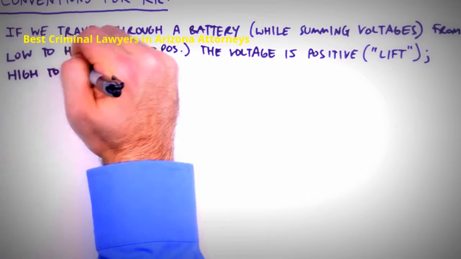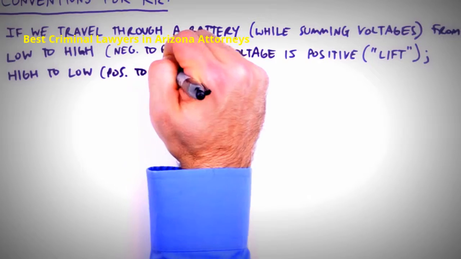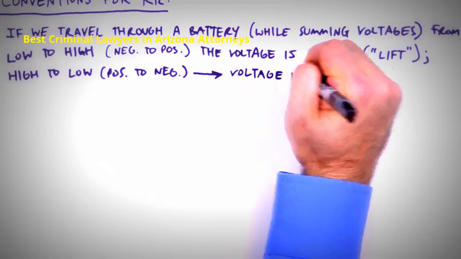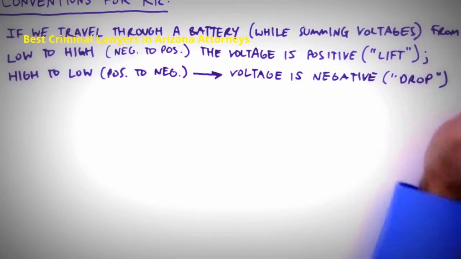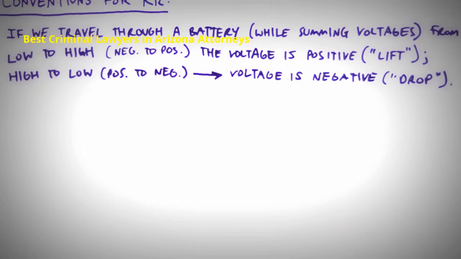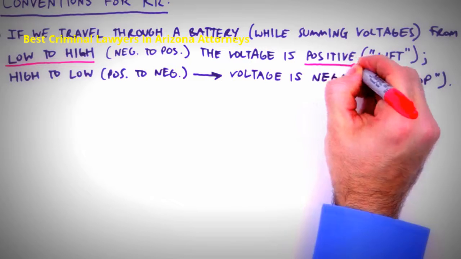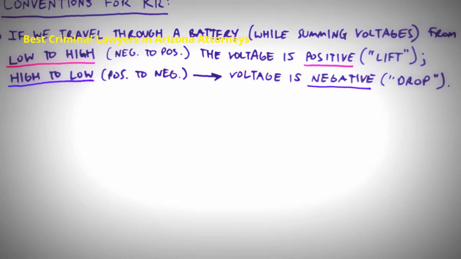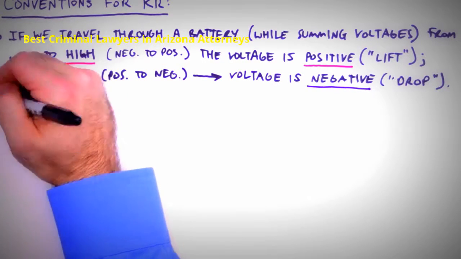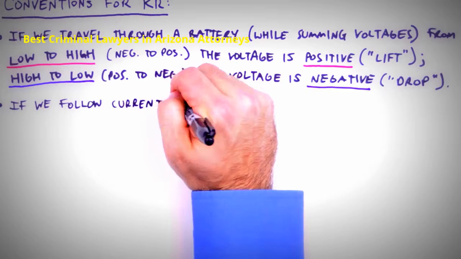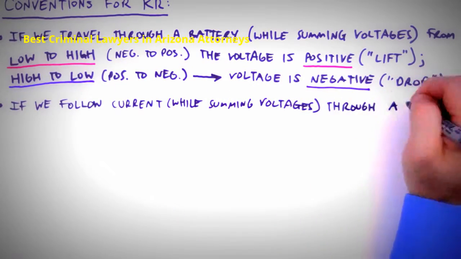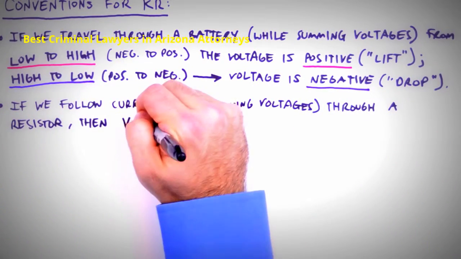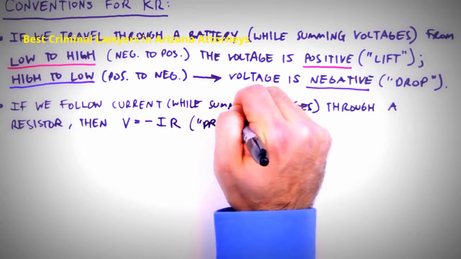If instead we travel through a battery high to low, that is positive to negative, the voltage is treated as negative, which we'll call a voltage drop because of the decrease in electrical potential. So for voltage sources, low to high, we have a positive voltage. High to low, we have a negative voltage. It turns out that the sign of the voltage across a resistor also depends on the direction of our labeled current. So if we follow a current while summing voltages through a resistor, then the voltage across the resistor is negative V, or invoking Ohm's law, negative I times R.